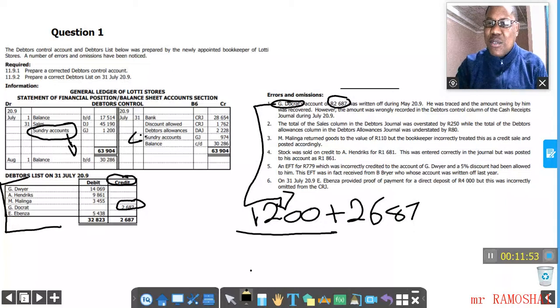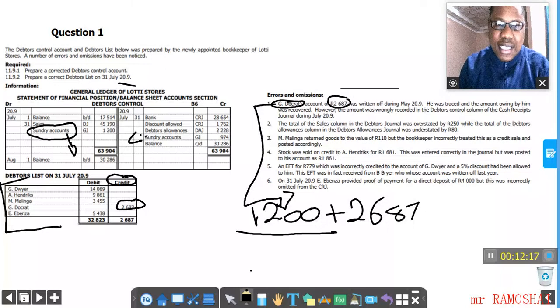This person was owing us, and we wrote it off as an expense. Now the person was traced. Now he is paying us. So what does it do? We are bringing the amount back because it was taken out as an expense. So now we must bring it back.